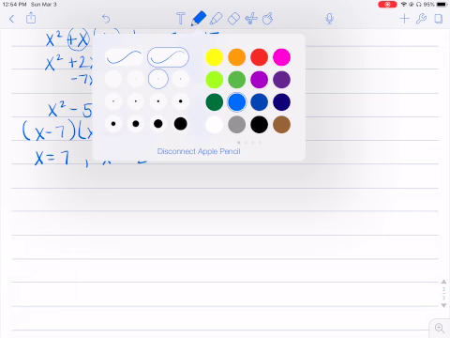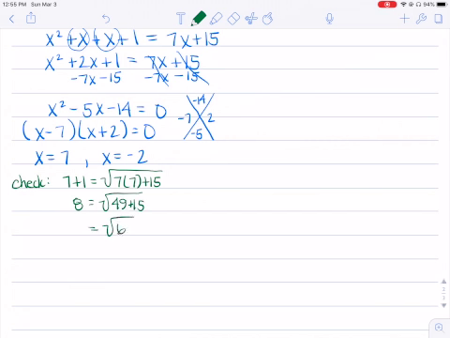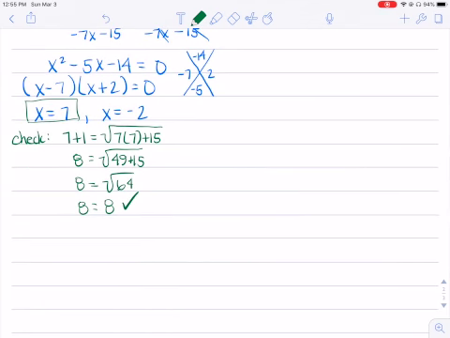We need to see if either of these is extraneous. All right, so let's check by plugging into our original equation, putting in a 7 everywhere we see x. So I'm going to have 7 plus 1 is equal to the square root of 7 times 7 plus 15. 8 is equal to the square root of 49 plus 15, which is 64. And the square root of 64 is 8, so this is good. We can box x equals 7 as an answer. But let's check our other one.